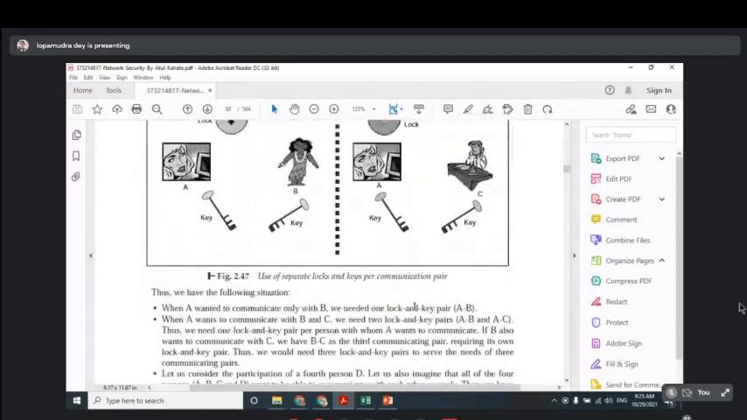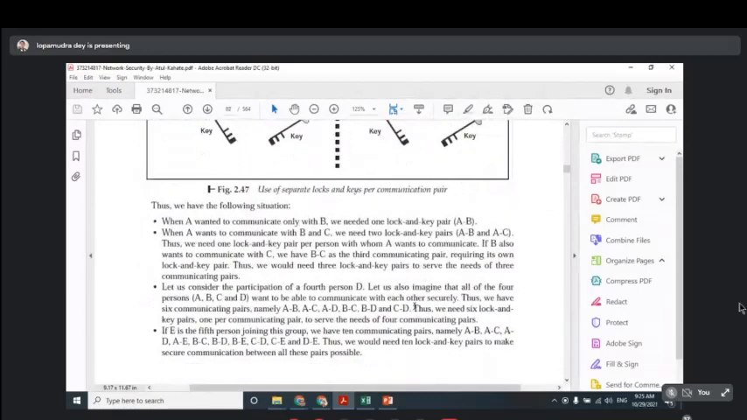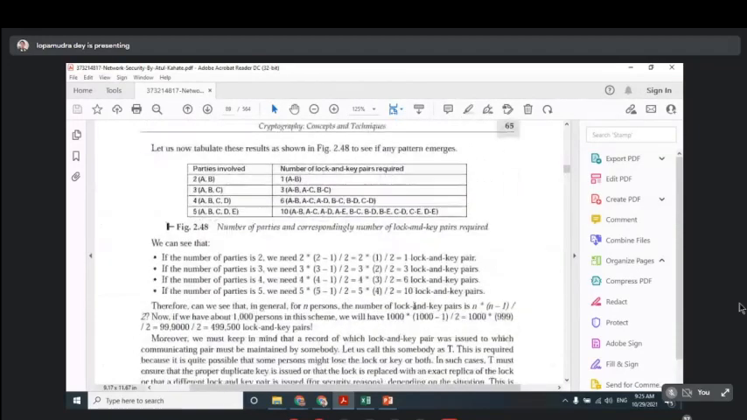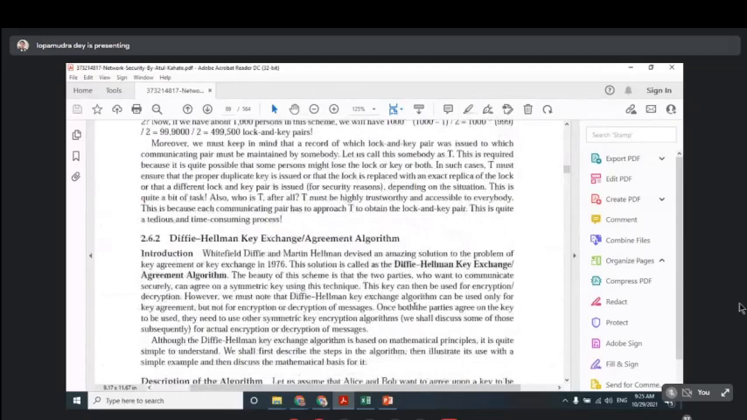So you should go through this book. It is very easy to understand how things are going on. So this is a good one.